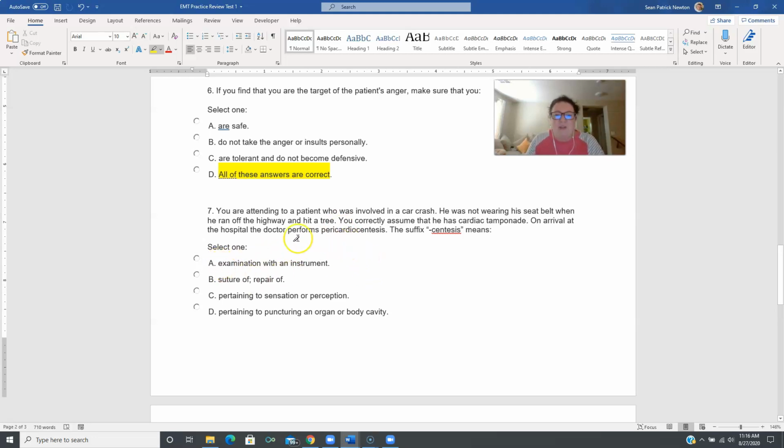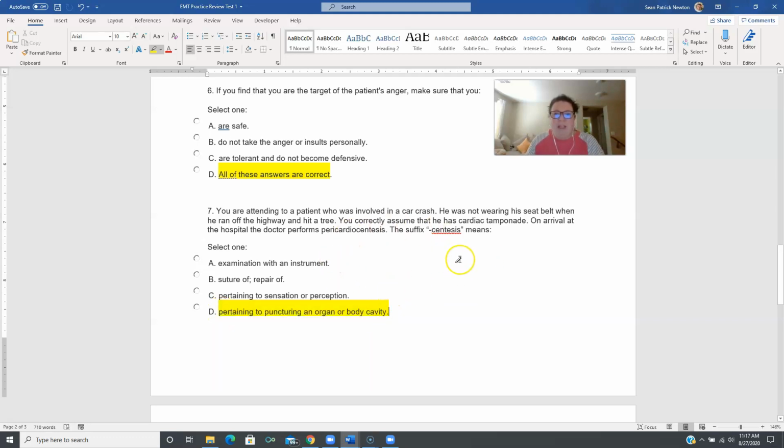Not the examination with an instrument, that is a scope or oscopy. Not suture repair, not pertaining to sensation or perception. It's pertaining to puncturing an organ or body cavity.